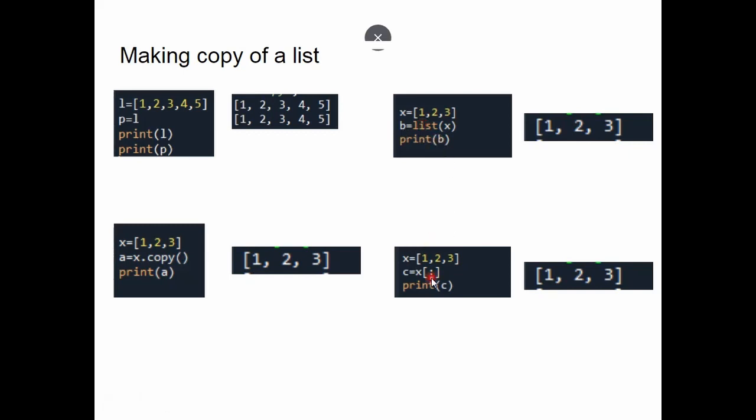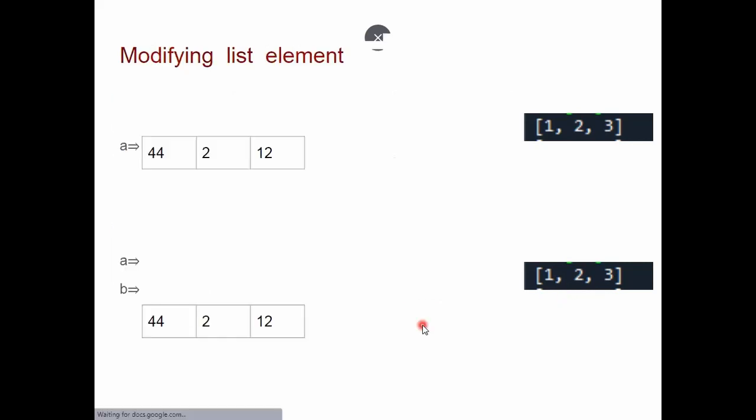Another method is by using slicing. Slicing we have discussed in the string video. Here nothing is given as the start point and nothing is given as the end point. That means the entire list will be copied into list C, and if we print list C, what are we going to get? We are going to get the same copy of list X.